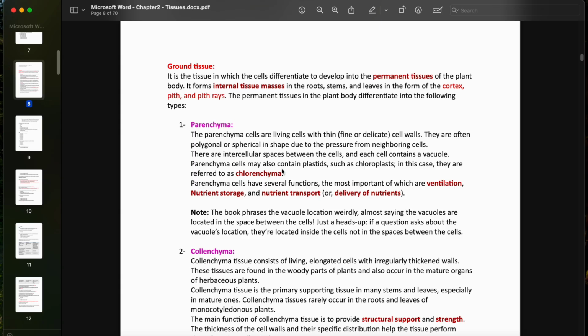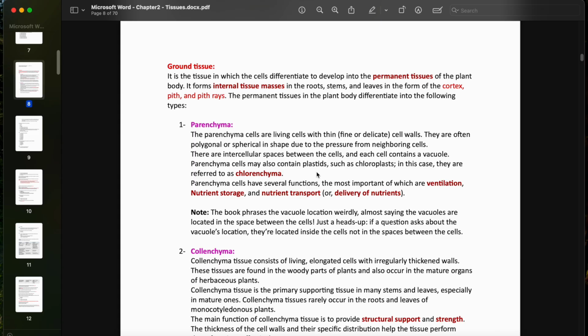Parenchyma cells may also contain plastids, such as chloroplasts. In this case, they're referred to as chlorenchyma. Parenchyma cells have several functions, the most important of which are ventilation, nutrient storage, and nutrient transport, or delivery of nutrients.